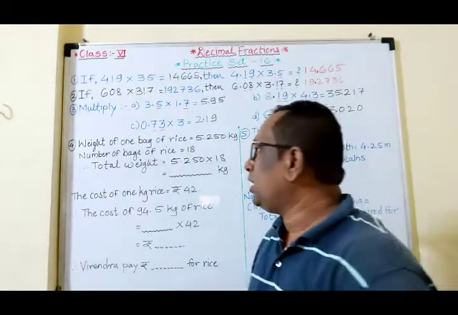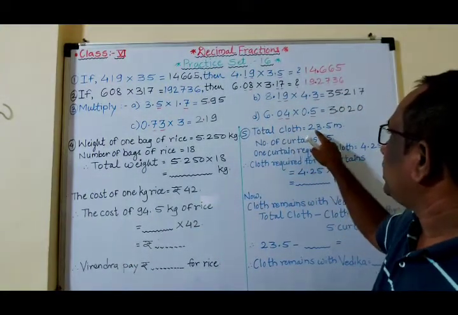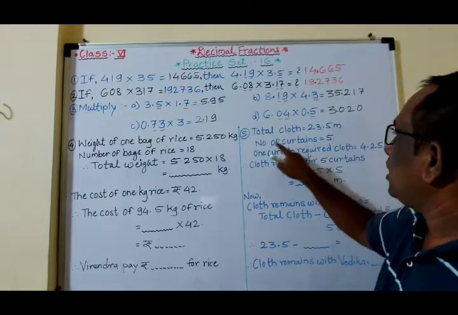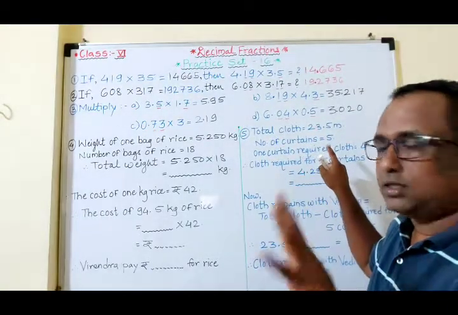Okay, now look here, the given things. First, total cloth, that is 23.5 meters. Number of curtains, that is mentioned 5 curtains.